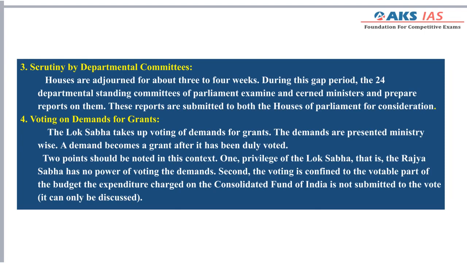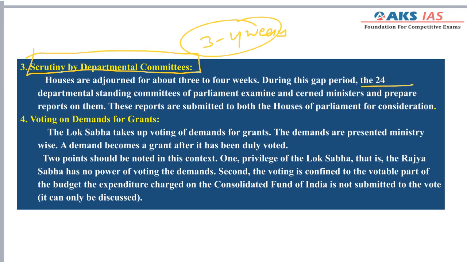After that, the House breaks for a certain time, that is after the speech and then general discussion, because there is an important thing that goes on in the third level, that is the scrutiny by the departmental committees, right? Once this discussion is over, the House is adjourned for about 3 to 4 weeks, and within this time, the 24 departmental standing committees present in the Parliament will examine the things that were told in the budget regarding each ministry, and prepare a report on them. These reports will be submitted to both the houses of Parliament for consideration.